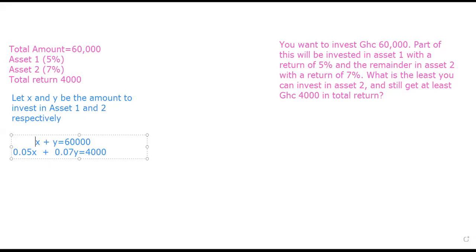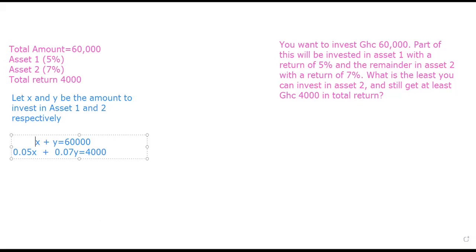Yes, please. So do you understand it? Sir, please go over the total return one. Okay, yeah. So I'm going over the total return. They are saying that they want to get a total return of at least. The at least means something, but here, let's hold on to the at least and move on to equal to. Now, they want to get a total return of 4,000.